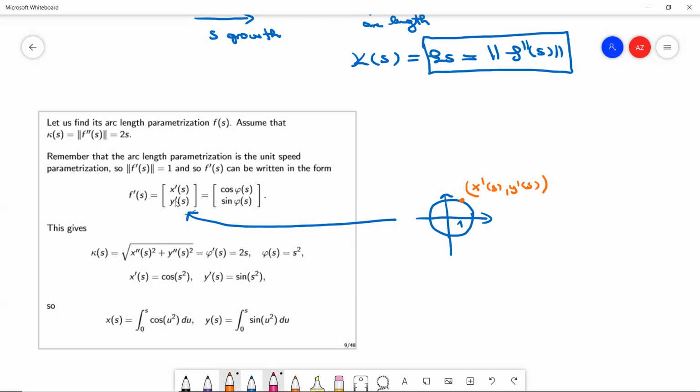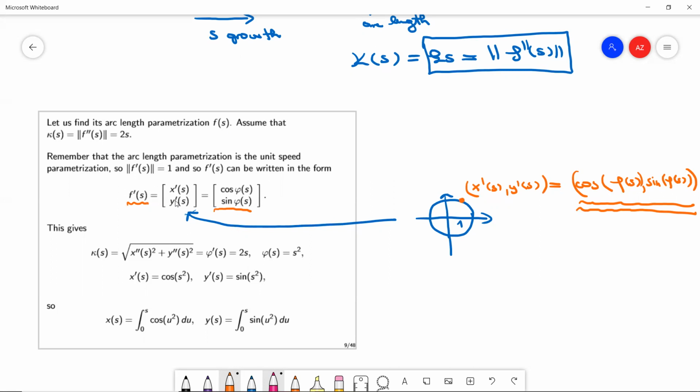But we know how to express the circle. The circle is cosine t, sine t, which means that this is cosine of phi of s, and then sine of phi of s for some unknown phi. So this point x prime, y prime corresponds to some point on the circle. So it's then cosine of some parameter and sine of some parameter. And this parameter is unknown, but it's a function of s. That's why we have this condition. So we already know now a little bit more about f. It's of this form: f prime of s is cosine phi of s, sine phi of s.